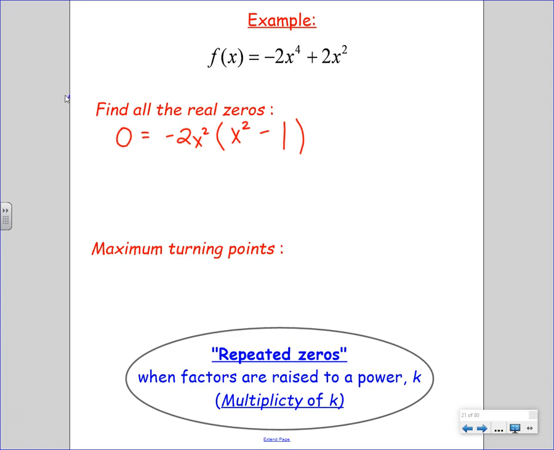How do we keep going? Can we factor anyone? It's a quadratic. Come on, cool kids. We don't have to factor quadratics. What's x squared minus 1 factored? X plus 1, x minus 1.